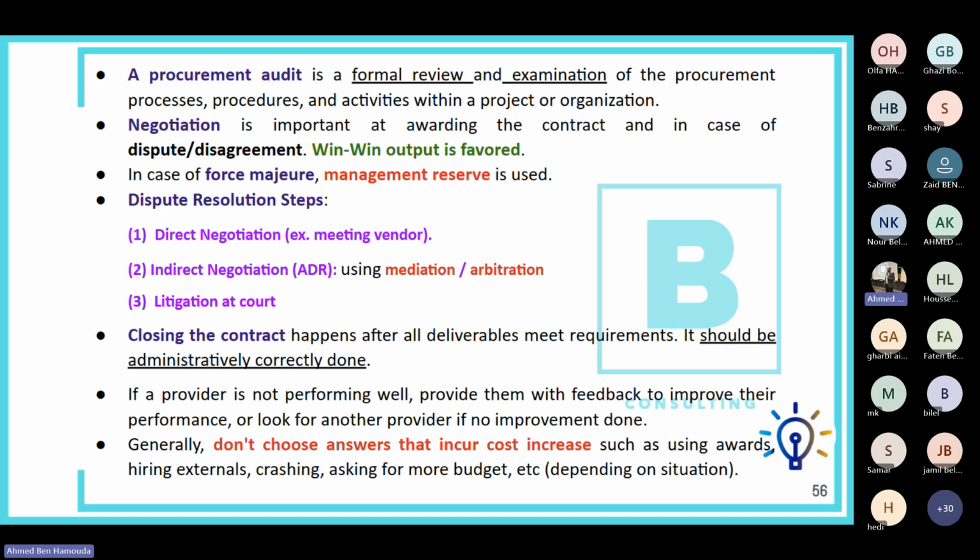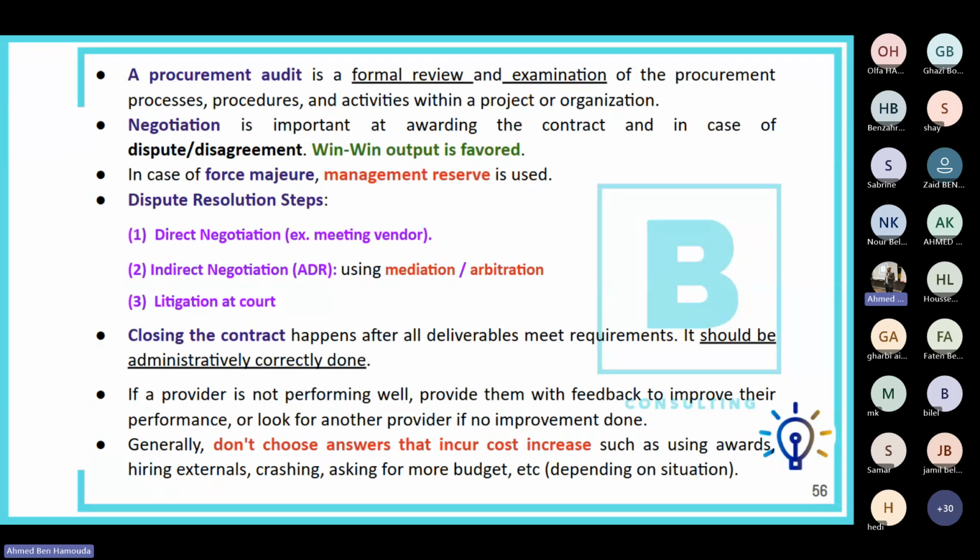If a provider is not performing well, then provide them with feedback to improve their performance. That's the kind of steps and actions you need to take, so think about it when picking your answers in the questions. Or look for another provider if the vendor did not make any improvements, despite the fact that you tried hard with them.